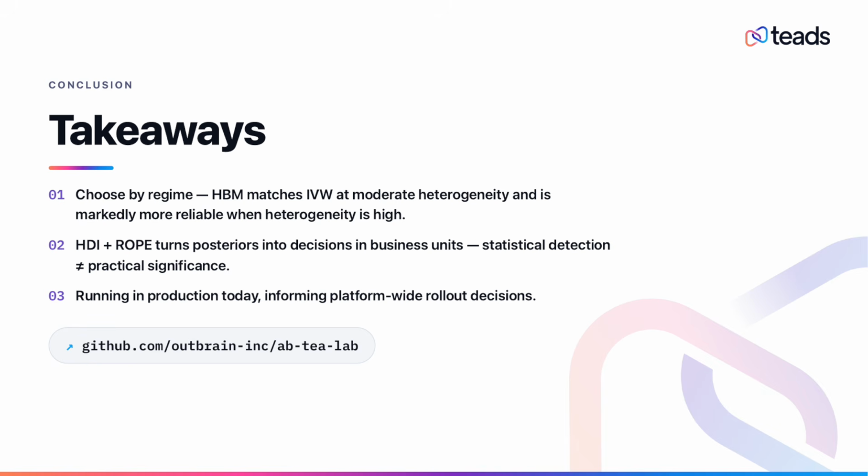3 takeaways. First, choose the method by regime. The hierarchical model matches inverse variance weighting at moderate heterogeneity and is markedly more reliable when heterogeneity is high. Second, HDI with ROPE turns posteriors into decisions in business units. In particular, statistical significance does not imply practical significance. Finally, the framework runs in production today, informing platform-wide rollout decisions.